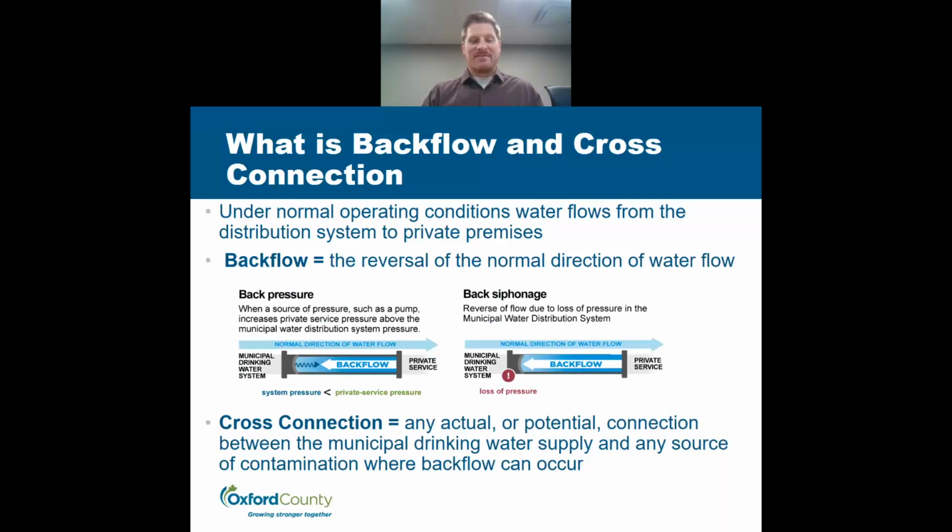So these events can impact the water quality in the distribution system and to neighboring properties if the water that backflows runs through a cross connection. And a cross connection is any actual or potential connection between the municipal drinking water supply and any source of contamination where backflow can occur.